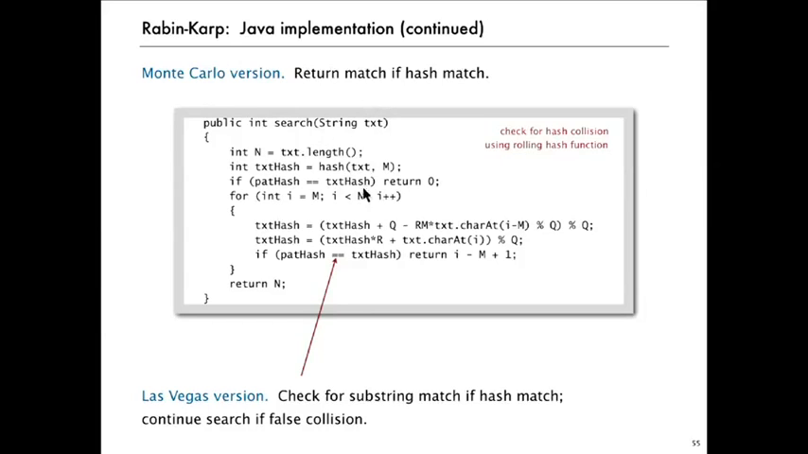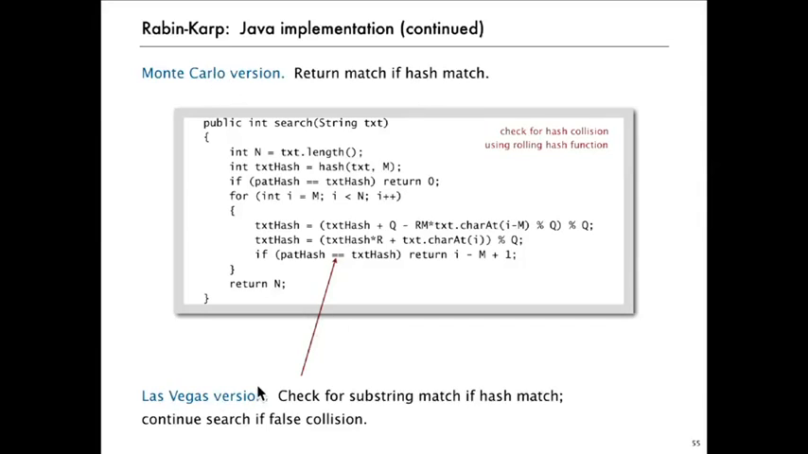In that version, we don't ever bother to go through and check all the digits to see if there's actually a match. We take Q large enough so that we're confident that the probability of two Q-digit numbers or two M-digit numbers having the same hash value is so low that we're not going to worry about it. That's called the Monte Carlo version.